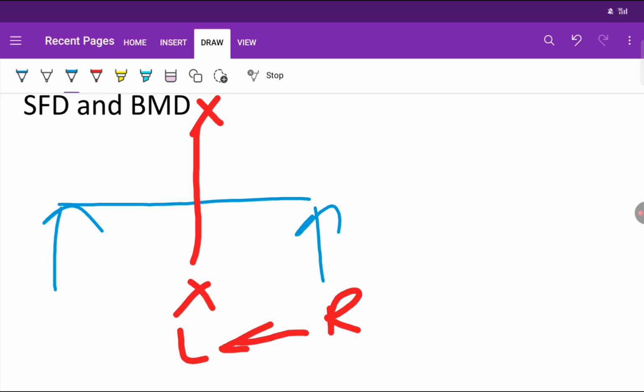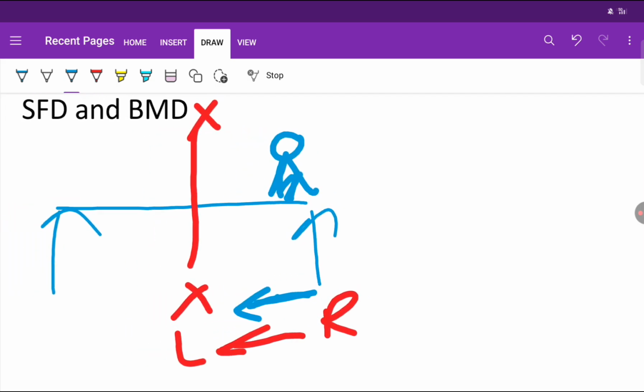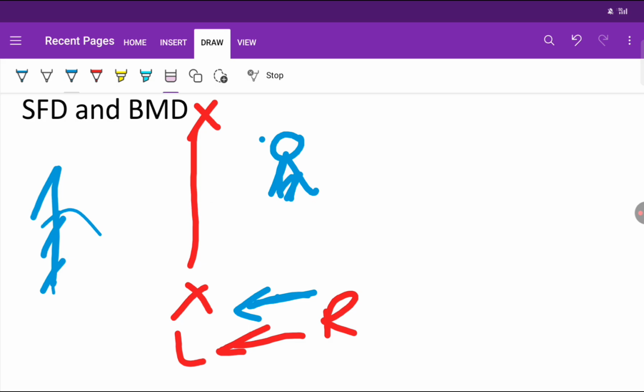Now I am here, and I want to move from right to left. At this point how many shear forces are there? Consider this as a cantilever beam. At this point there is no shear force available, right? No shear force is there. So we will assume the shear force as mangoes. I am just picking up the mangoes.